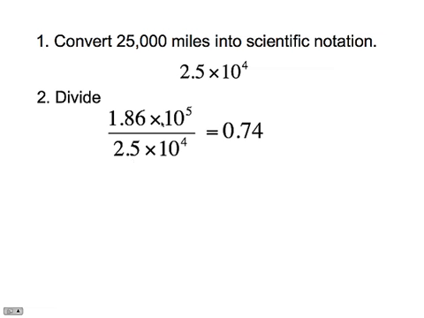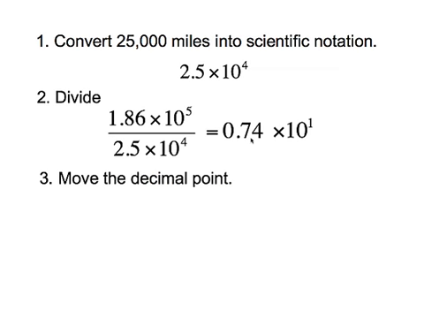Now this is not in scientific notation. Let's move our decimal point. We have to move it, in this case, 1 place to the right. Since we are moving the decimal point to the right this time, we have to decrease the power of 10. And so the answer here is 7.4 times 10 to the 0. Now 10 to the 0 is simply 1, and so we can write this as 7.4.